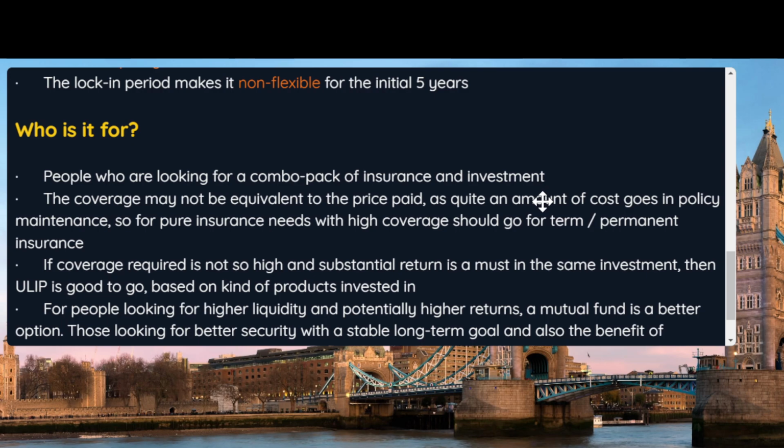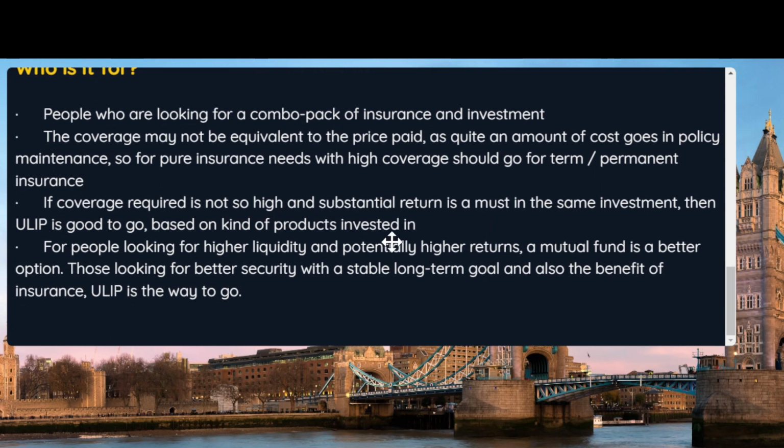Based on the kind of products invested in, you should ideally go for ULIP if you're looking for a medium kind of insurance and also a stable kind of return at the end of say 7 to 10 years. For people looking for high liquidity, and the last point why I have brought in is just to compare it with mutual fund, which is easy to understand.